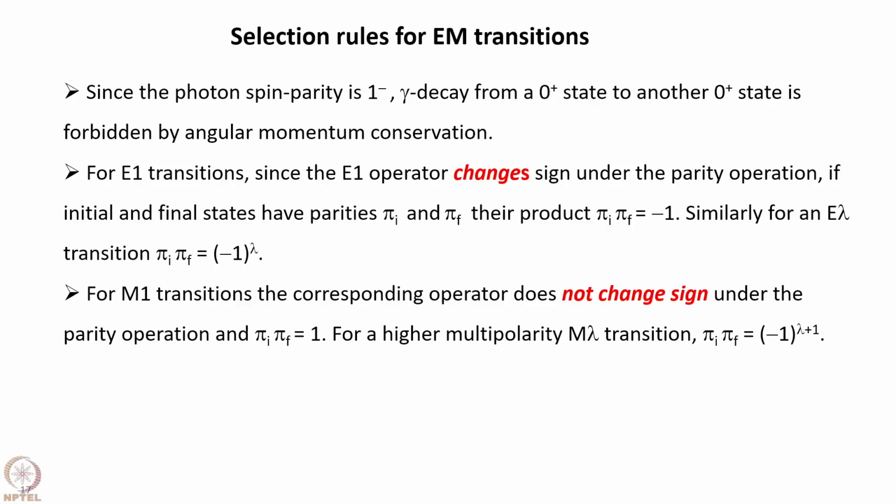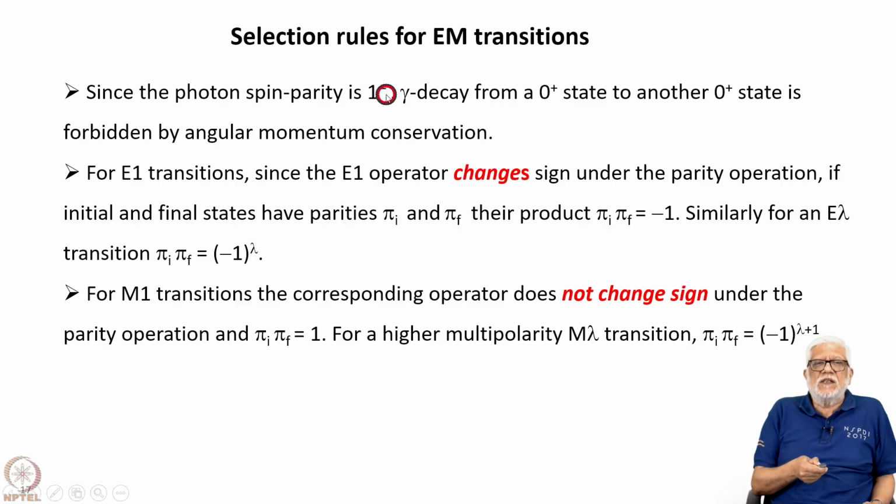So, for instance, the selection rules for electromagnetic transition, since the photon spin parity is 1-. Why is it 1-? Because of course it is represented by a vector field A, and that changes sign if you change parity. So, the gamma decay from a 0+ state to another 0+ state is forbidden by angular momentum conservation. This I already mentioned before.